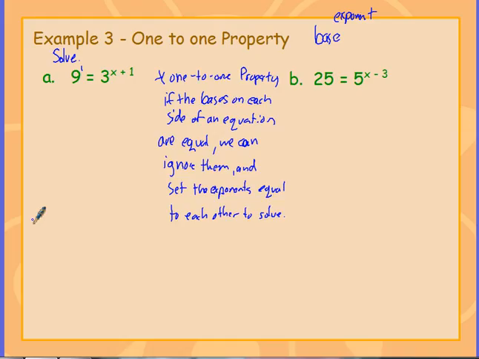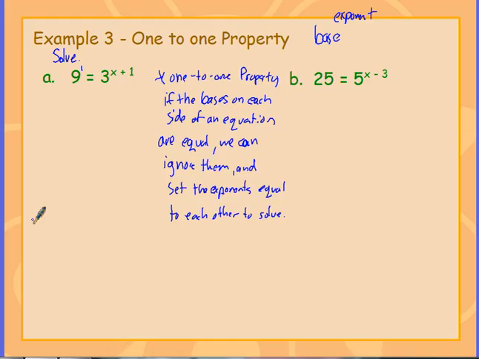Can I express perhaps 9, can I rewrite 9 as a base of 3? Meaning 3 to some power. Is 3 to any power 9? Yeah, 3 to the second power. Does everybody agree with that?